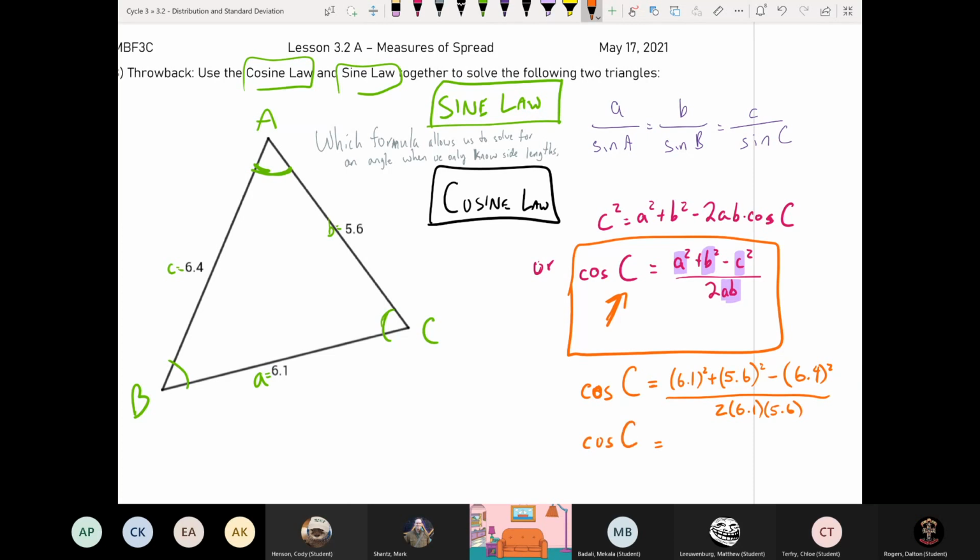Now, if you recall, the number that we should get should be between 0 and 1, right? Because cosine values are a ratio. This isn't the angle. Angle C is different from cos C. Cos C is a ratio. So I'm going to put it in my calculator right now. I'm going to do the top line first: 6.1 squared plus 5.6 squared minus 6.4 squared equals 27.61, divided by, and I'll figure out what this is too, 2 times 6.1 times 5.6.